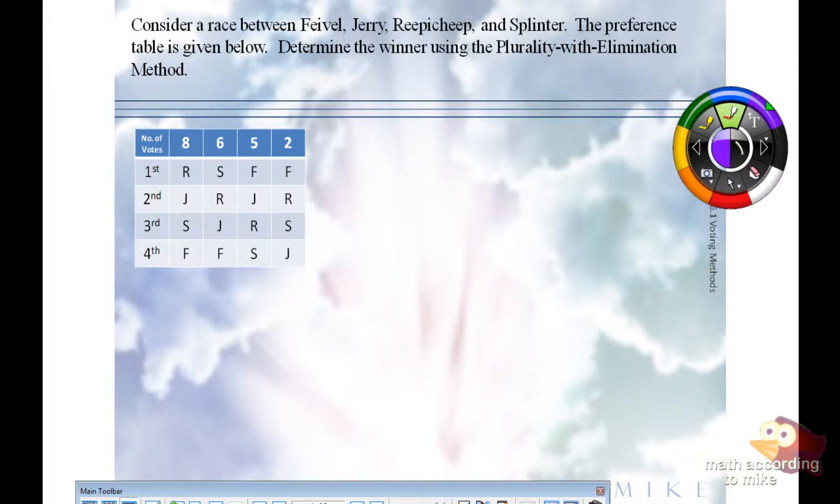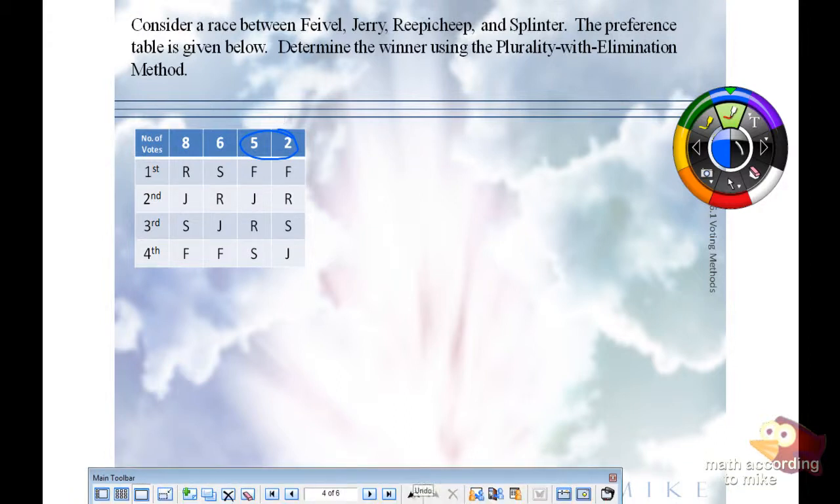So looking at the first row, because that's really all that matters, Reepicheep has 8 first place votes. Splinter has 6 first place votes. Fievel has 7, because Fievel appears twice in the first row, and we add the 5 and the 2. Well, notice Reepicheep has the most, 8, but there are a total of how many voters? 8 plus 6 plus 5 plus 2 is 21. 8 21sts is not bigger than 50%.